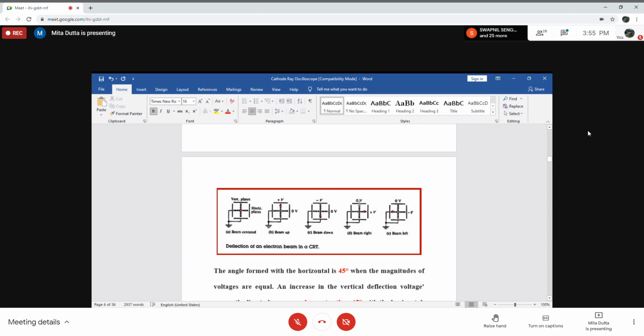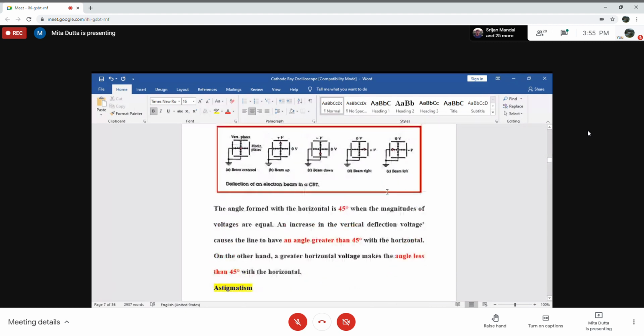And if the horizontal voltage is greater than the vertical voltage, will the angle be 45 degrees, more than 45 degrees, or less than 45 degrees? It will be less than 45 degrees. Yes, but when the vertical plate voltage is higher than the horizontal plate voltage, it will be greater than 45 degrees.